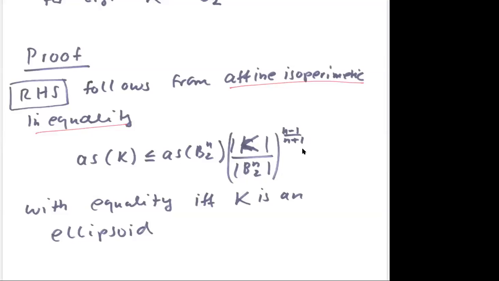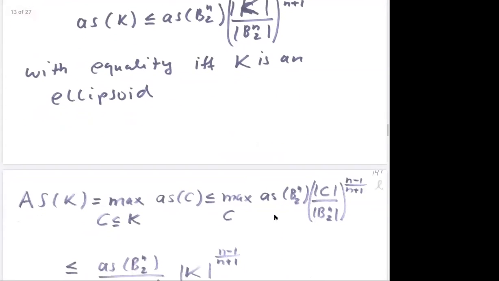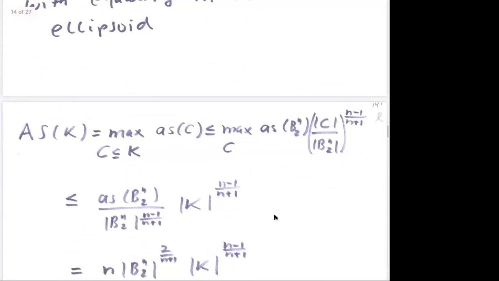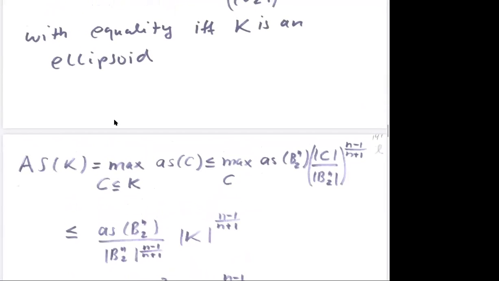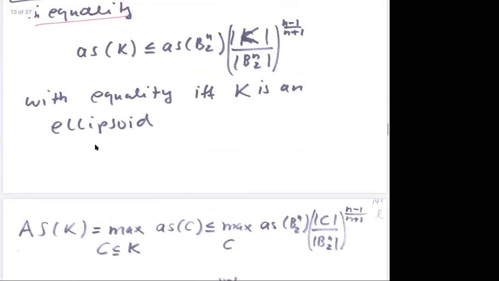This is the affine isoparametric inequality. And by the way, for this maximal affine surface area, we have the same affine isoparametric inequality holding. Now, this gives us immediately the upper bound, because what do we have to show? Maybe I'll stop here. Maybe you guys want to see, yes, let's see the inequality.